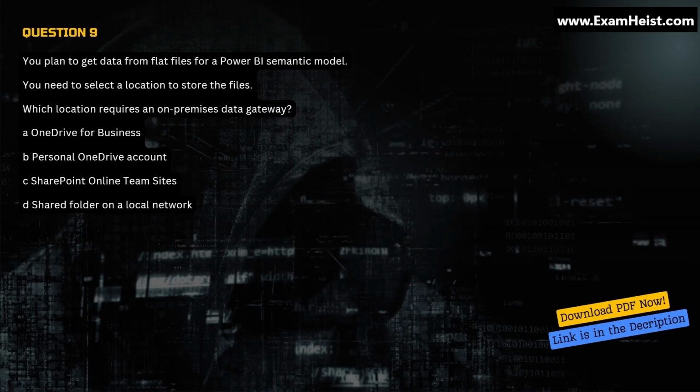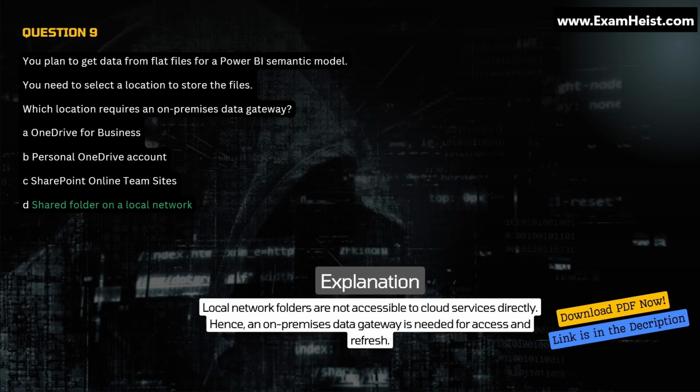Question 9. You plan to get data from flat files for a Power BI semantic model. You need to select a location to store the files. Which location requires an on-premises data gateway? A. OneDrive for Business. B. Personal OneDrive account. C. SharePoint Online Teams sites. D. Shared folder on a local network. Correct answer is D. Explanation. Local network folders are not accessible to cloud services directly. Hence, an on-premises data gateway is needed for access and refresh.